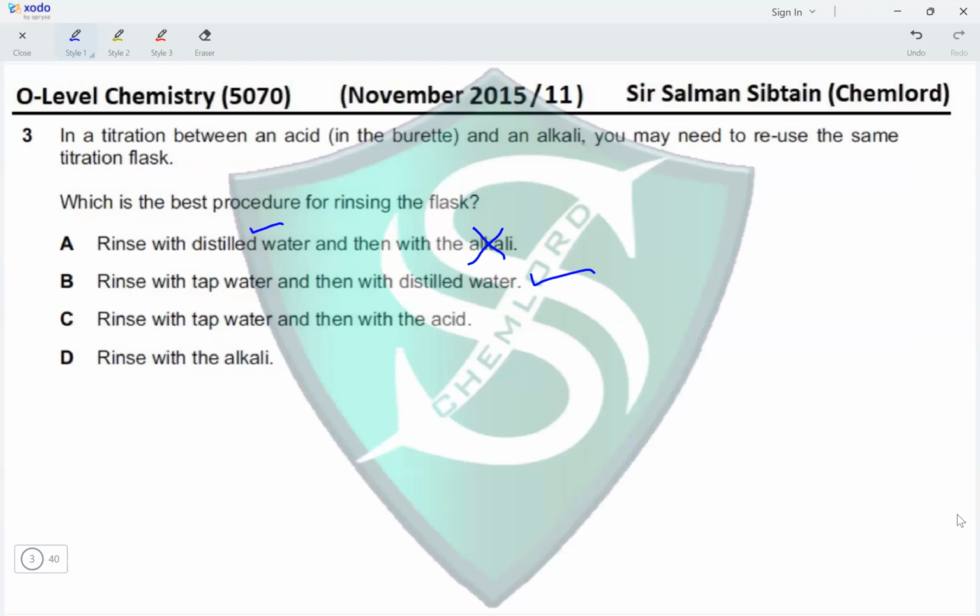Rinse with tap water and then with acid. No, we cannot rinse with alkali or acid. And rinse with alkali? No, not at all. Therefore, the correct option for this question is option B.